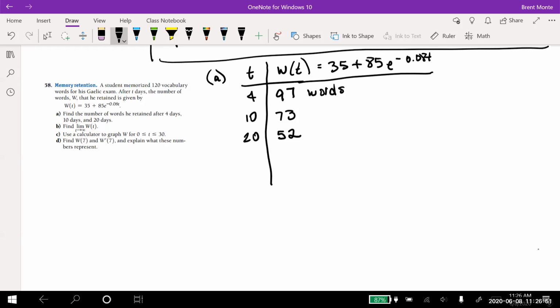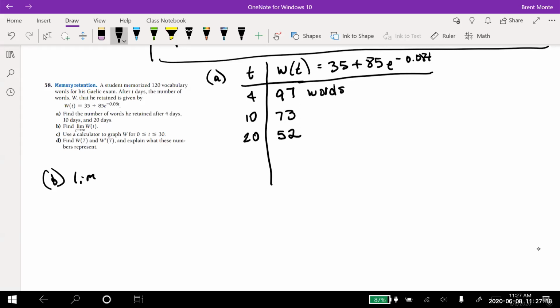If he's not practicing his Gaelic, and I would imagine that you don't have a lot of opportunity for that in most places, you lose it fairly quickly. So let's see. So it went from 97 down to 73, down to 52. B says find the limit of the number of words he knows as t goes to infinity. So let's look at part B.